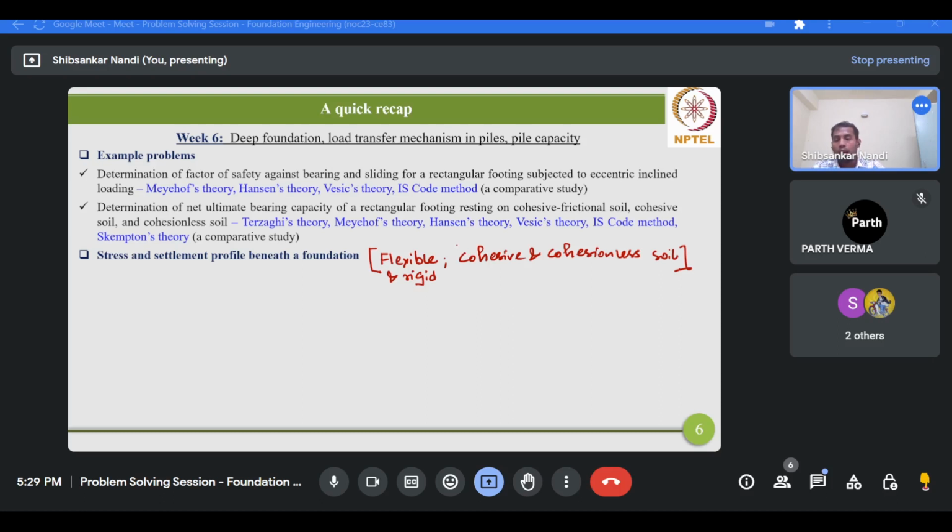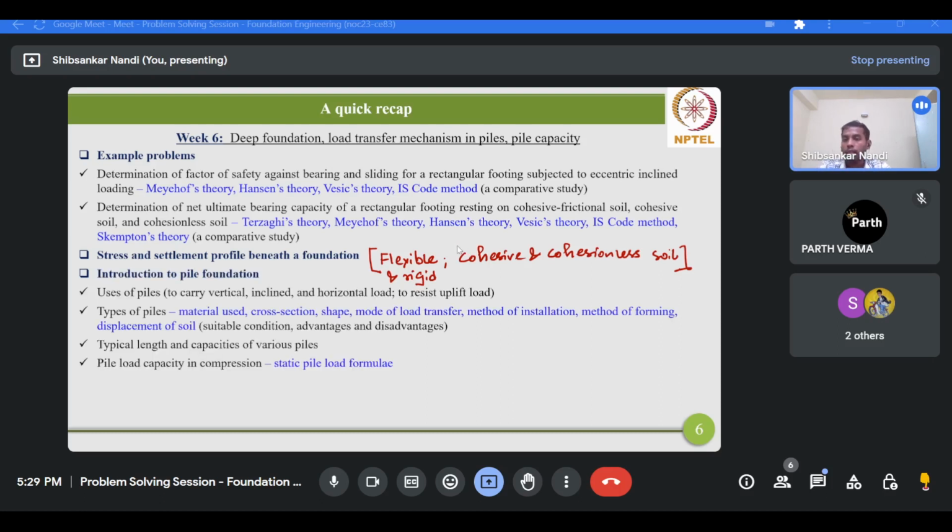Then we have started learning this new topic called pile foundation. Firstly, we have seen what the uses of piles are. These piles are basically used to carry vertical, inclined, and horizontal loads, and in some cases to resist uplift load. These piles can be classified into different categories based on the material used, cross section, shape, mode of load transfer, method of installation, method of forming, and the displacement of the soil.